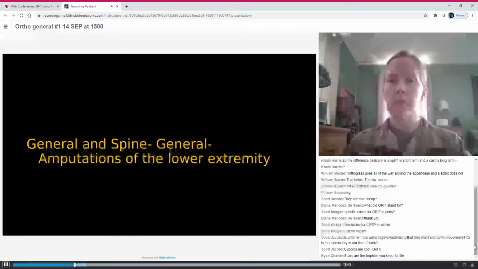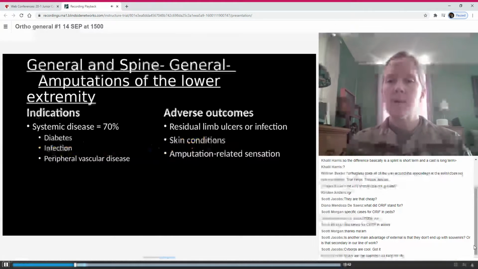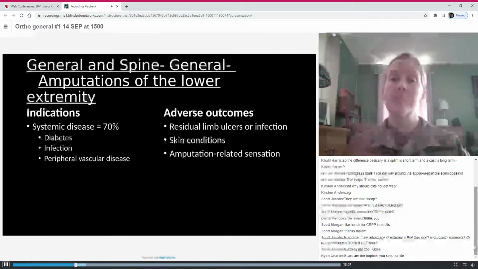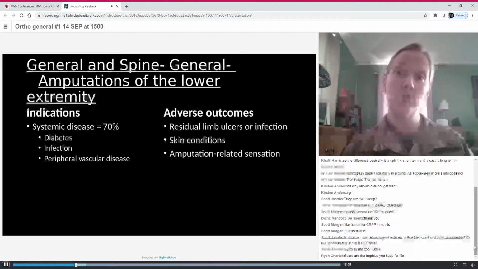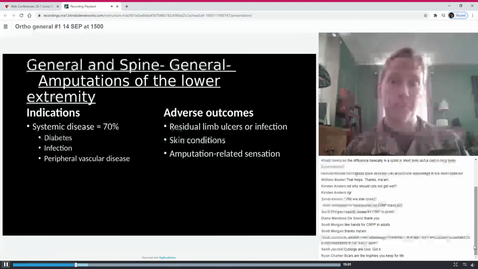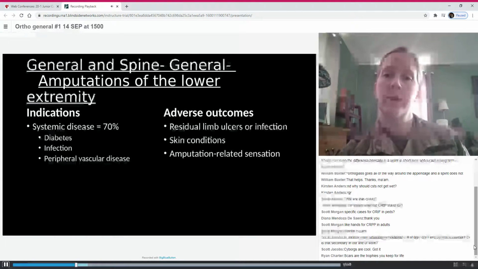So let's go ahead and start with the amputations of the lower extremity. In terms of things that I need you guys to know for these, I need you to be familiar with the levels, which are on the next slide, and then some things that primary care should treat, and then when they need to be referred. So let's go ahead and talk about why.